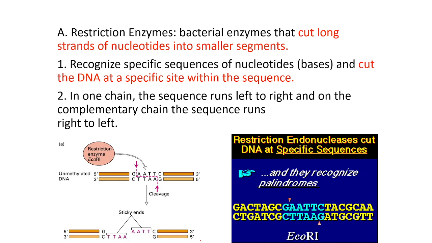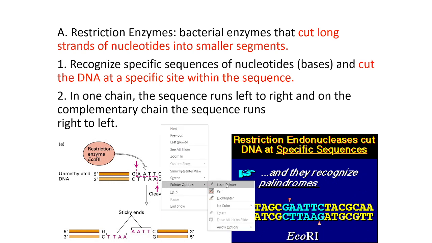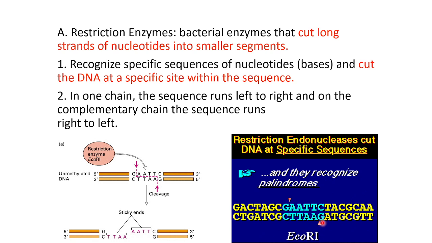Now, what these restriction enzymes do is recognize specific sequences of nucleotides and cut the DNA at a specific site within the sequence. In one chain, the sequence runs left to right, and on the complementary chain, the sequence runs right to left. This is a property of restriction enzymes, which recognize palindromic sequences. Like in EcoRI you have GAATTC, and in the reverse way you also have GAATTC. So it cuts just after the G on both sides, and then you get a linear kind of vector, and after you join, you get it.